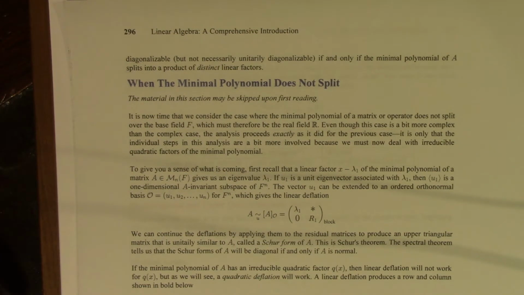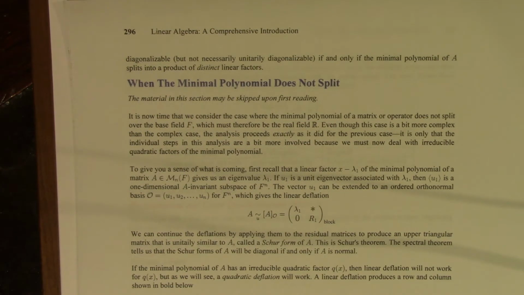But the real issue is not whether the base field is complex or real. The real issue is whether the minimal polynomial of the matrix under consideration splits or doesn't split over the base field, whatever that field is, whether it's real or complex. So that's the way I've chosen to structure this course and my book. But I don't know whether you'll see this elsewhere. I have not seen it elsewhere.